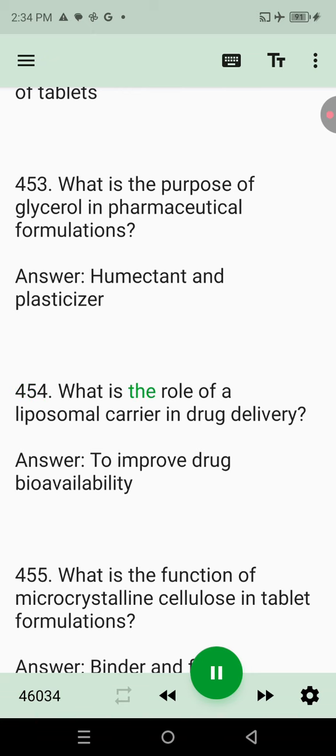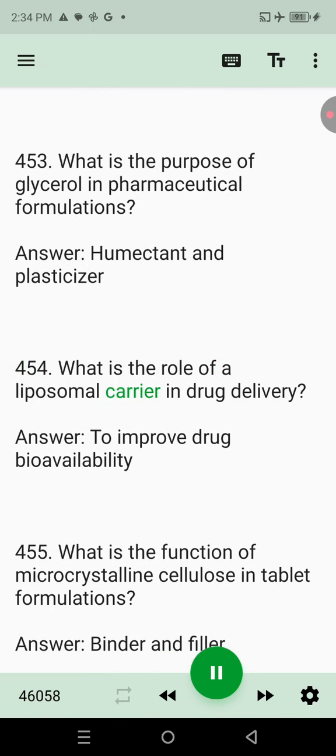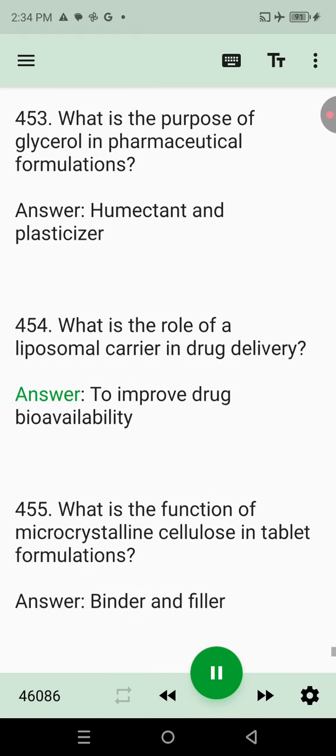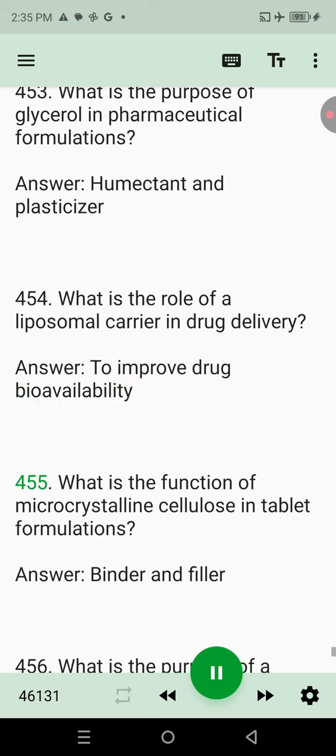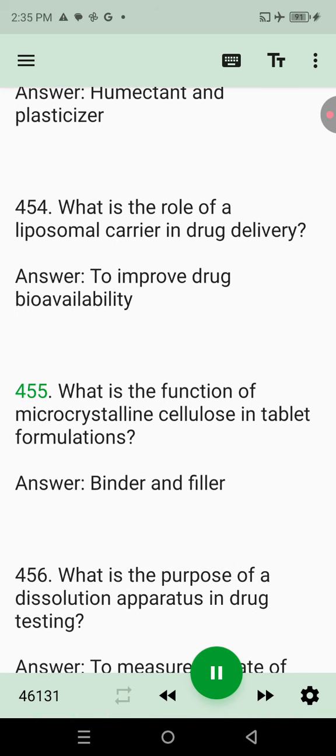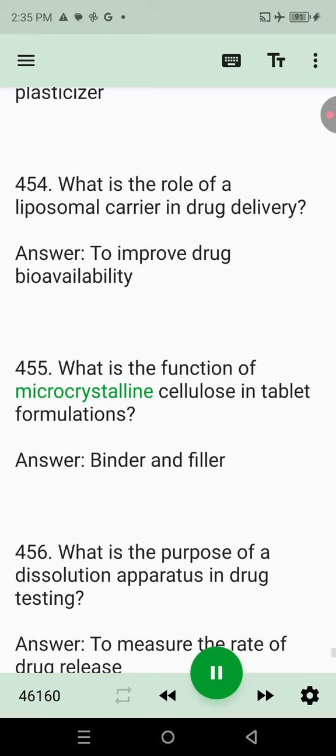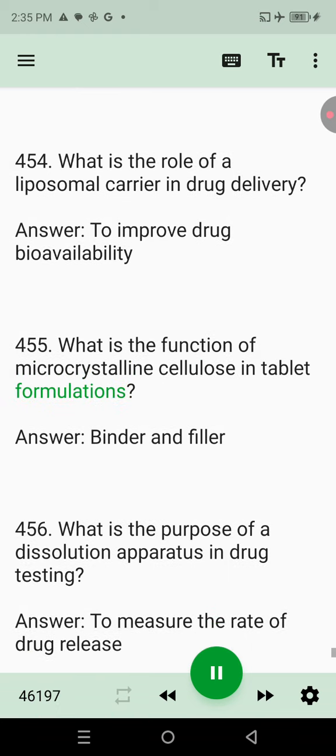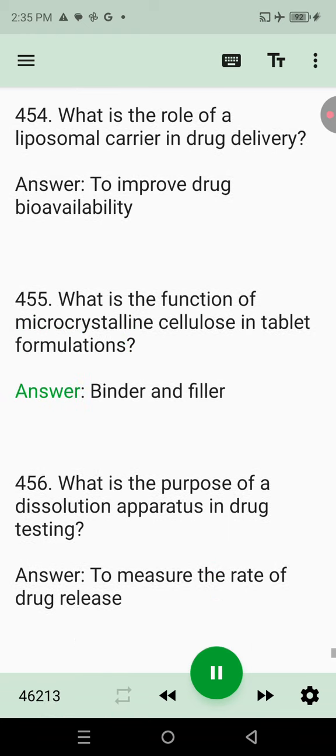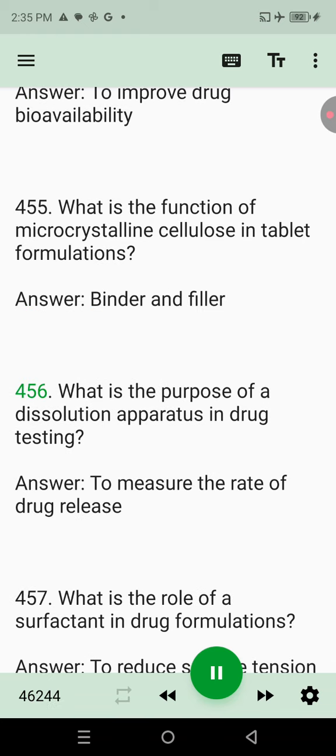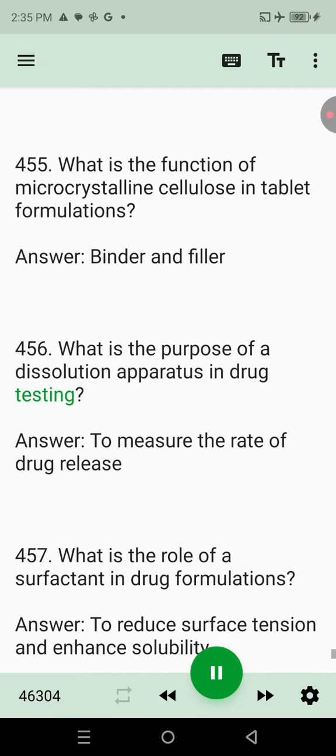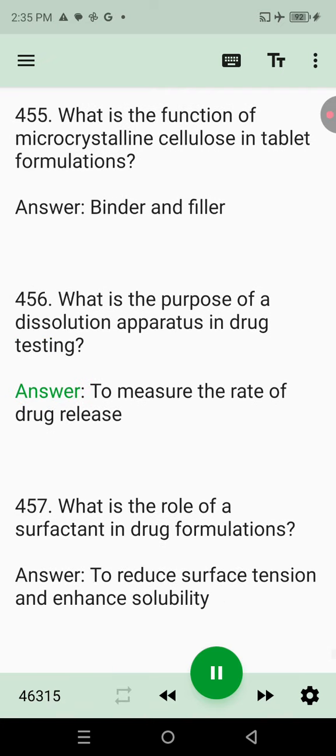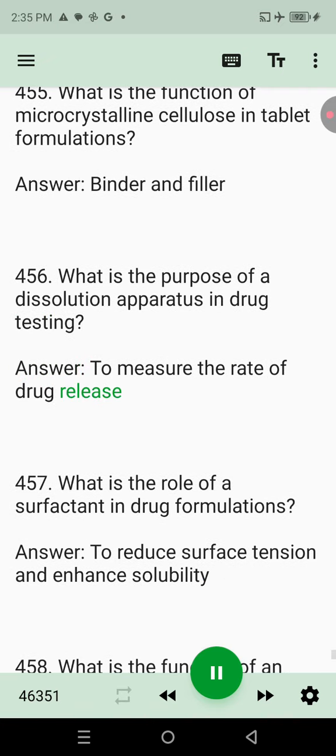454. What is the role of a liposomal carrier in drug delivery? Answer: to improve drug bioavailability. 455. What is the function of microcrystalline cellulose in tablet formulations? Answer: binder and filler. 456. What is the purpose of a dissolution apparatus in drug testing? Answer: to measure the rate of drug release.